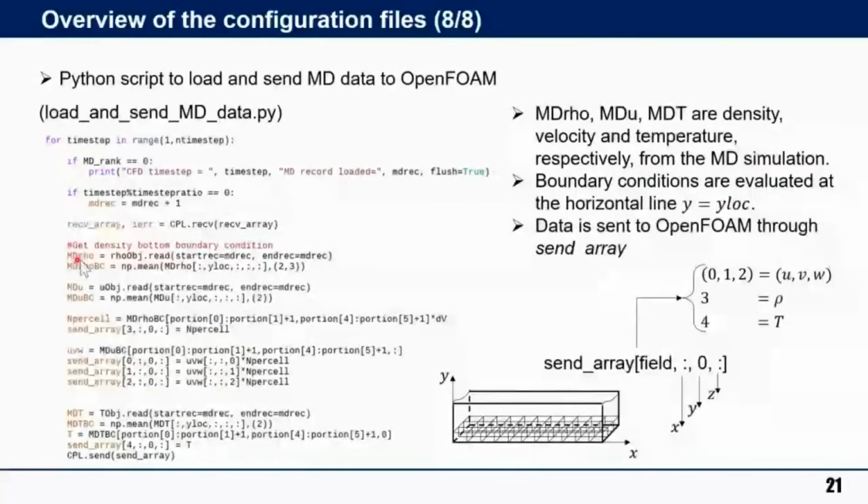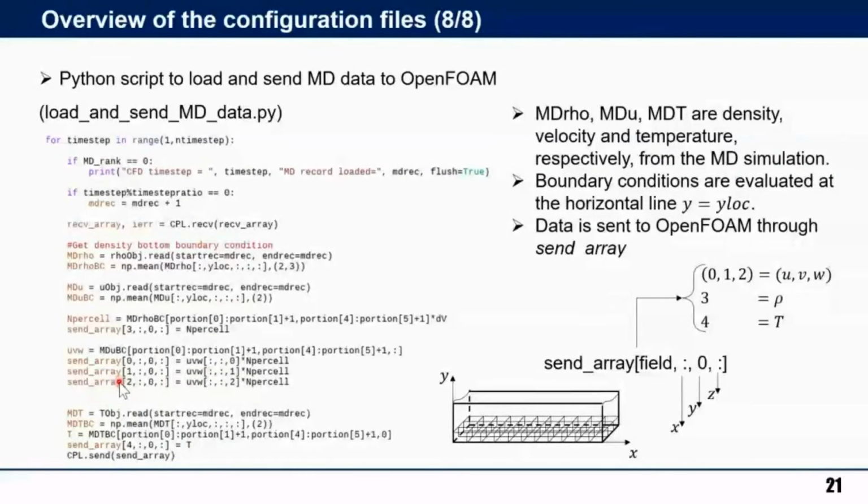And what you see here as MD raw, for example, is the density field from the molecular dynamic simulations. But of course, we don't need it everywhere, we only need it at the boundary between the CFD and the MD, and this is done here. MD raw BC is basically the average of this field at this plane. So Y equals Y log is the horizontal plane where the coupling actually occurs. And we do the same for momentum and the UBC, and for temperature and the TBC.